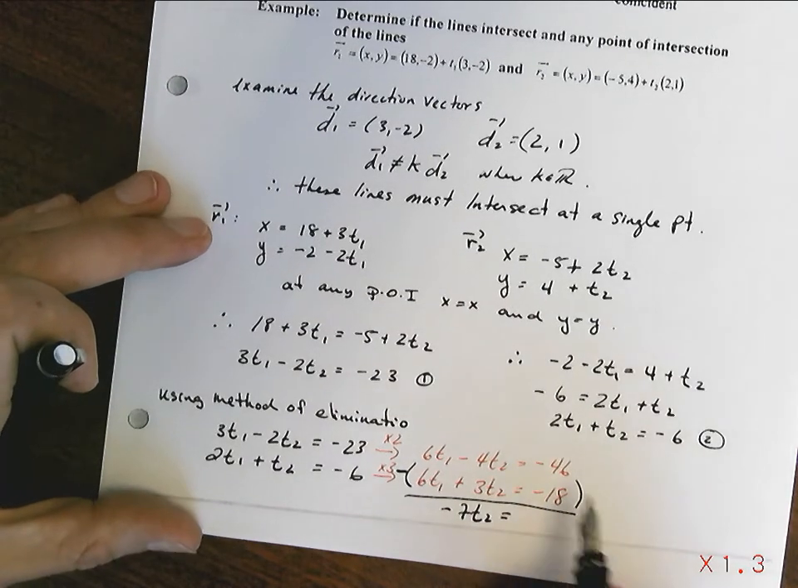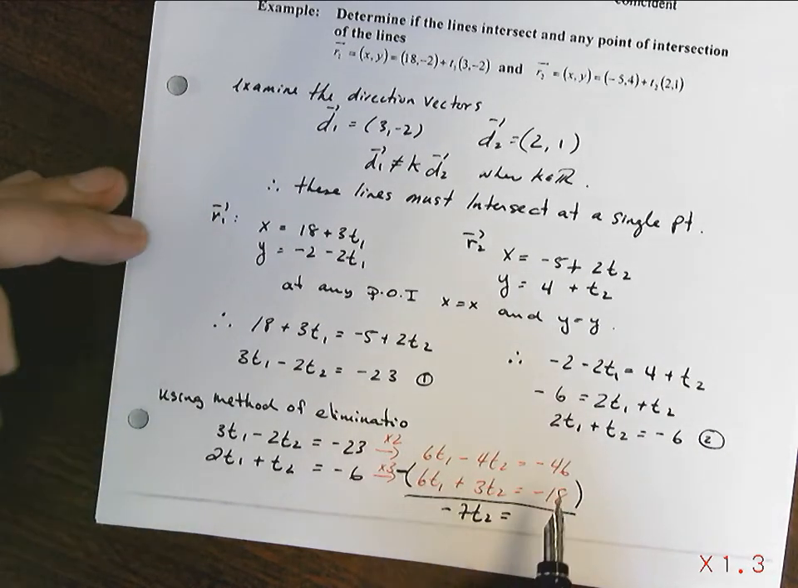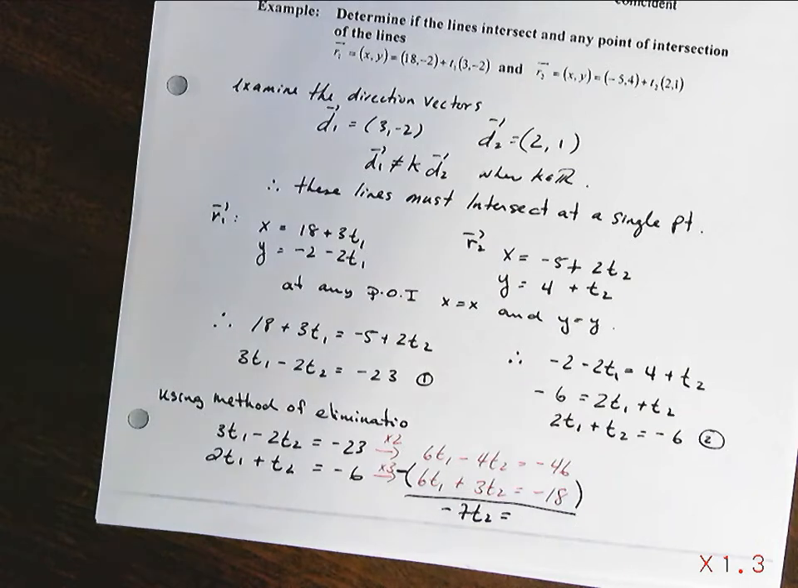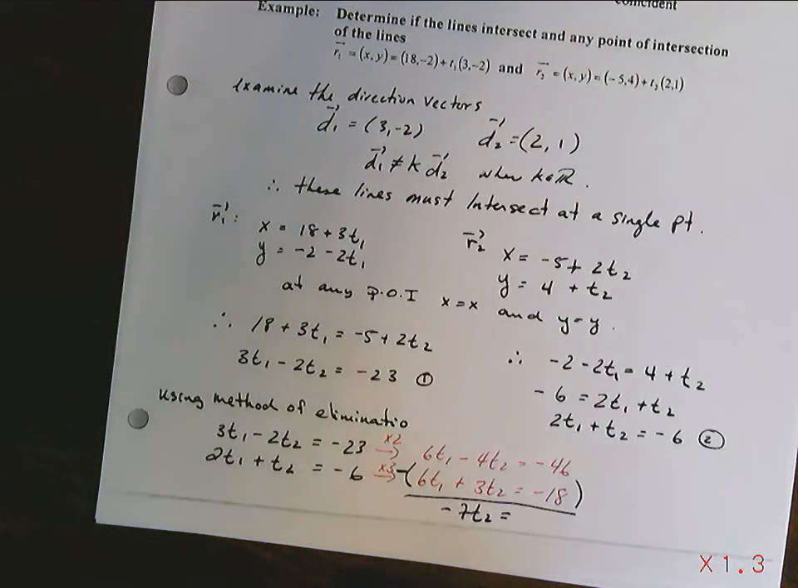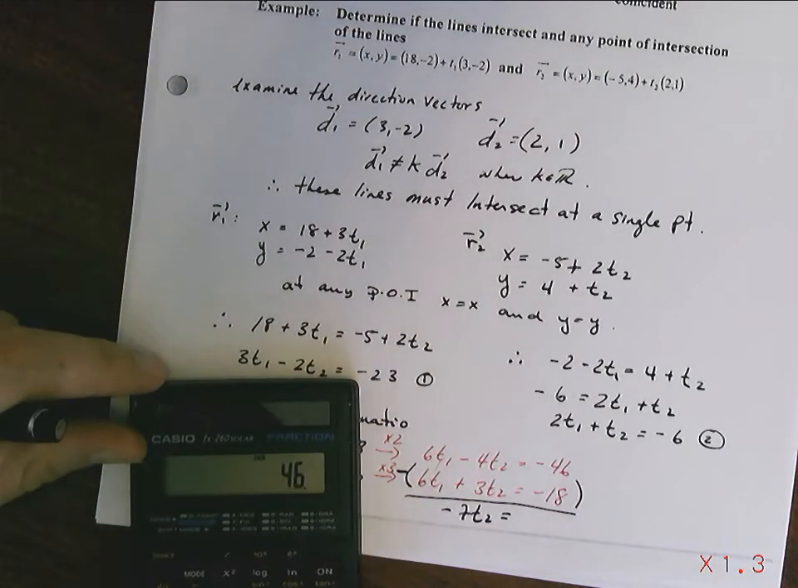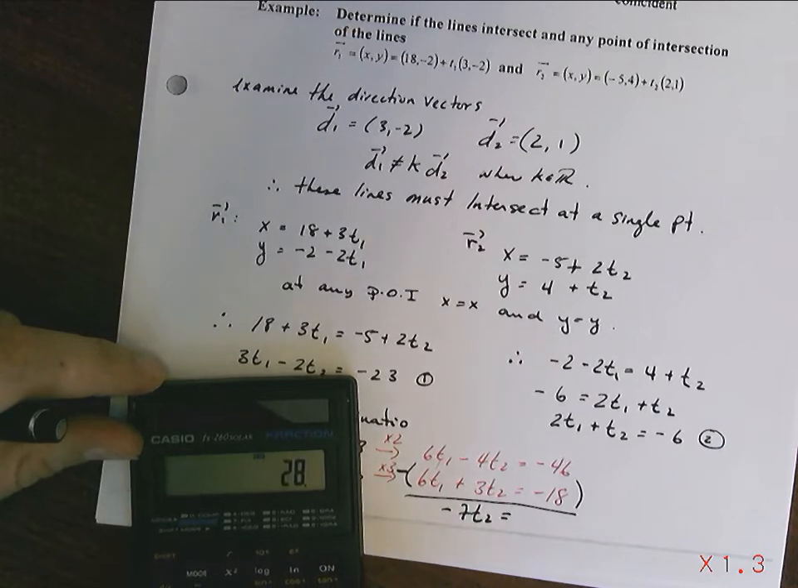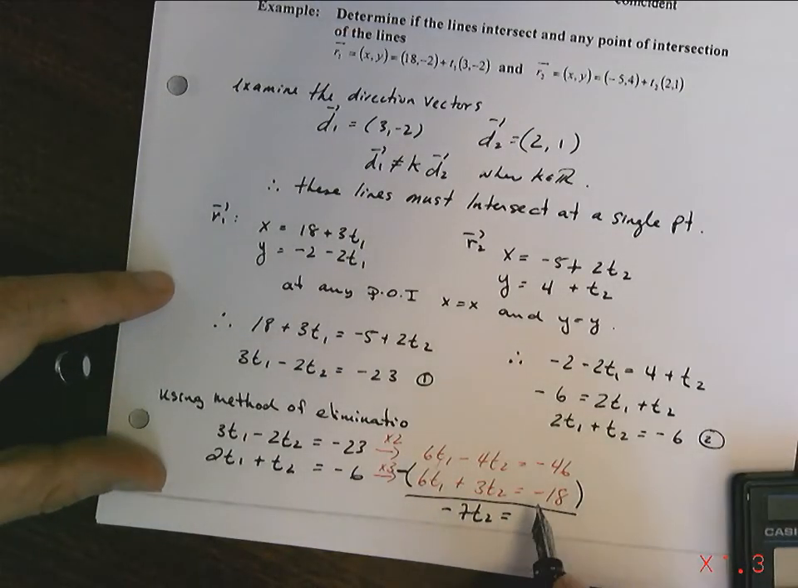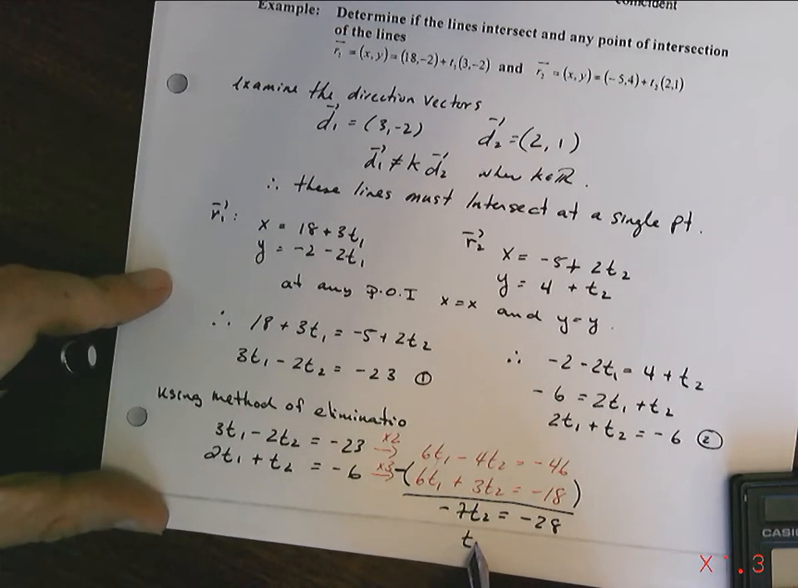So this is negative 46, subtract, so that's actually going to be plus. I'm reaching for my calculator because I don't want to make a mistake. So it's going to be negative 46 plus 18, so it's going to be negative 28. Dividing both sides by negative 7, we end up with t2 equals 4.